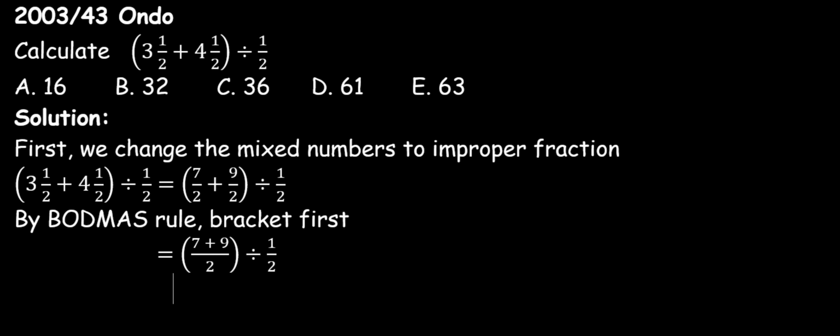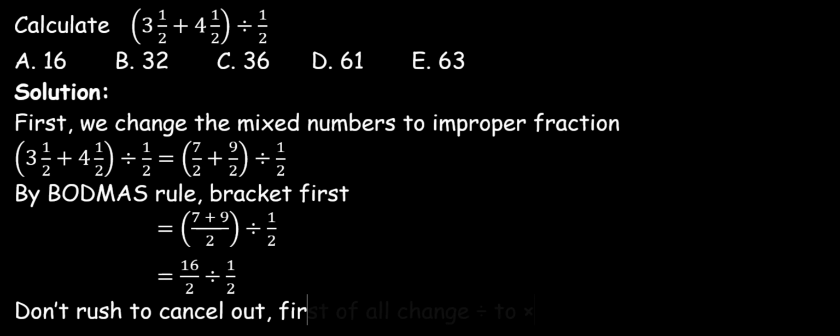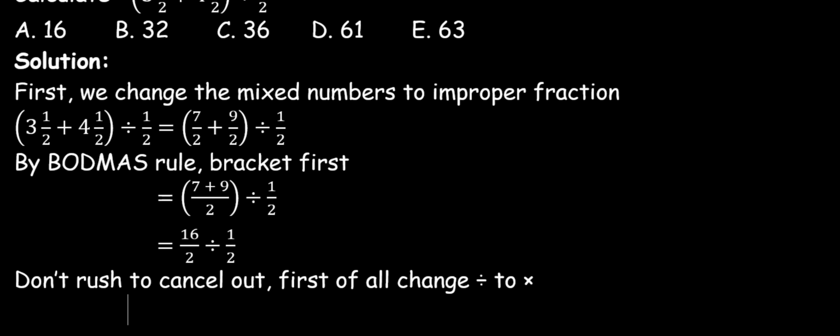Next, we do our addition properly in the bracket, and that will give us 16 over 2 divided by 1 over 2. Don't rush to cancel out. First of all, change division to multiplication, because that's the next item on the BODMAS rule. And that will give us 16 over 2 times 2 over 1. Then we cancel out and the result is 16.